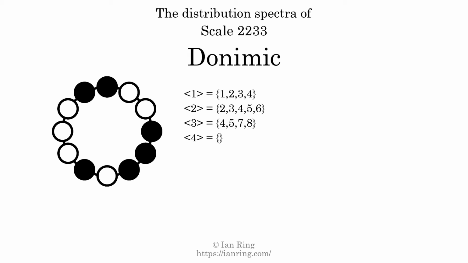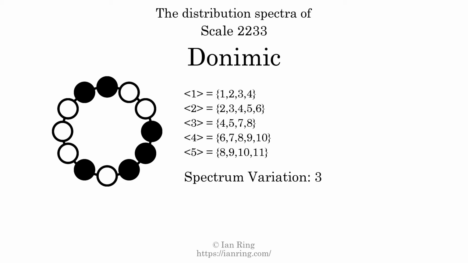The generic interval of 4 scale steps comes in 5 different specific interval sizes: 6 semitones, 7 semitones, 8 semitones, 9 semitones, and 10 semitones. The spectrum width of this generic interval is 4. And finally, the generic interval of 5 scale steps comes in 4 different specific interval sizes: 8 semitones, 9 semitones, 10 semitones, and 11 semitones. The spectrum width of this generic interval is 3. The spectrum variation is the sum of all the widths, divided by the number of tones.